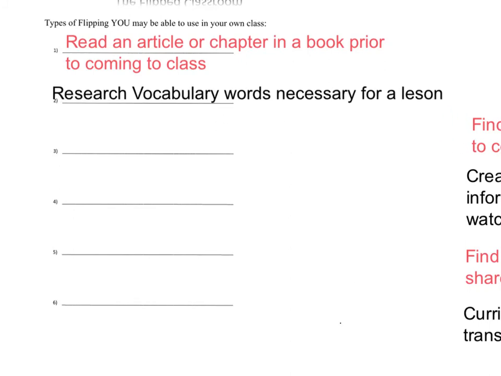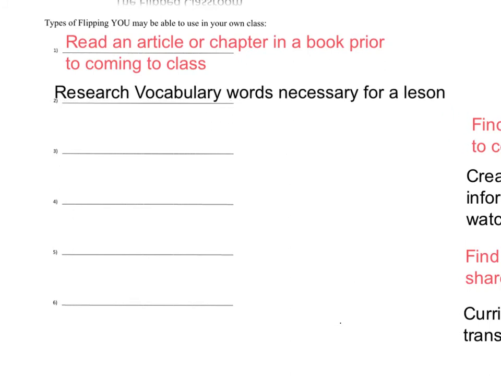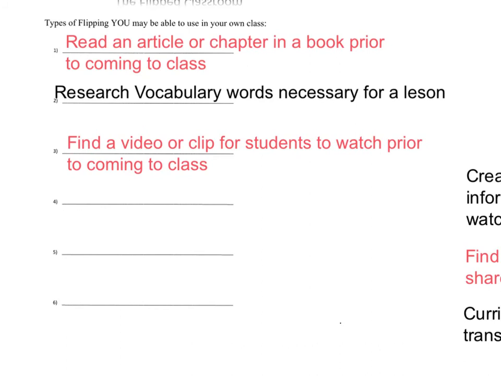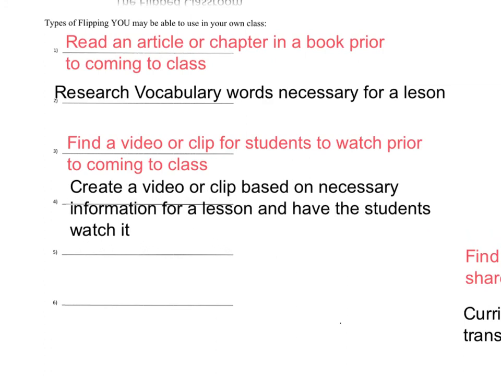The next one is research vocabulary words necessary for a lesson. You might want to have them look up words that you're going to be using, and you hope that they're familiar with. The next one, finding a video or a clip for students to watch prior to coming to class. Or, technically, you could create a video or a clip based on necessary information and have them watch it.